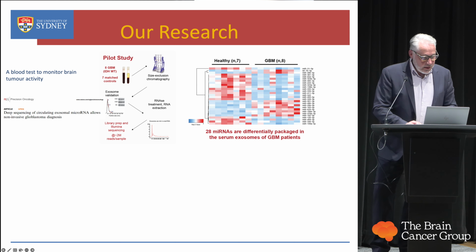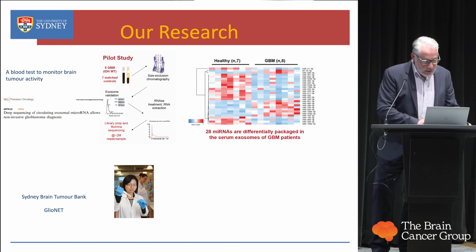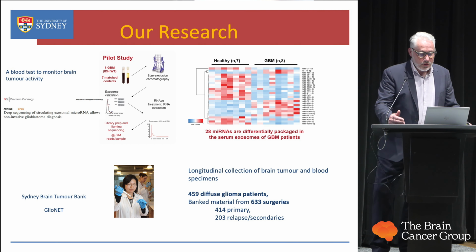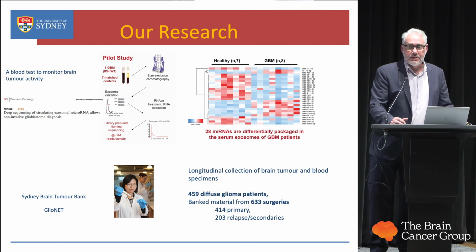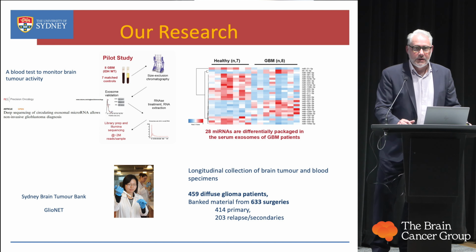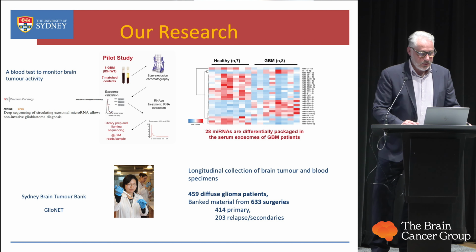And the other big research project we have is the Sydney Brain Tumour Bank and the GliaNet study. And this is driven by Kim Alexander, who's a good colleague of mine. And that's her in the background. She's a bit out of focus there, I think. And this is a longitudinal collection of brain tumour and blood specimens. So anyone that has a brain tumour cut out that signs up, we're able to bank that tumour and use it for research, as well as take serial blood specimens to further our blood test research as well.